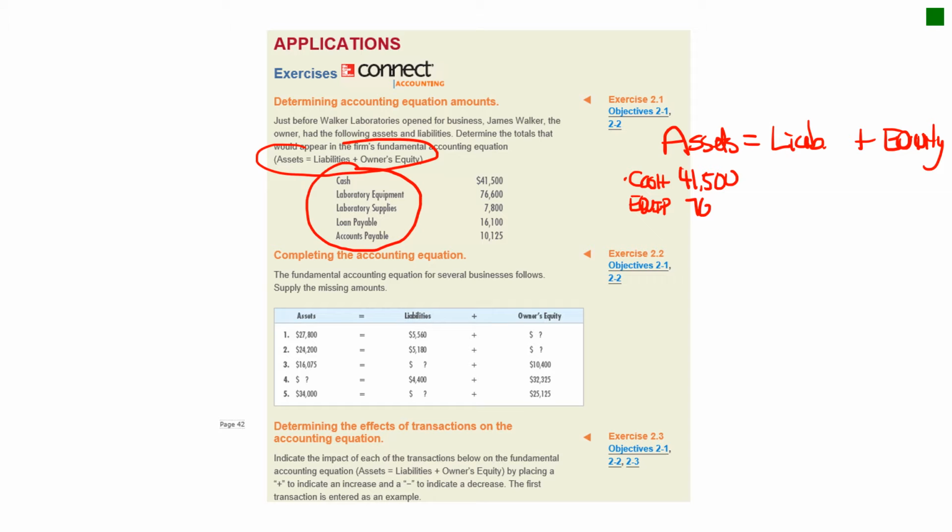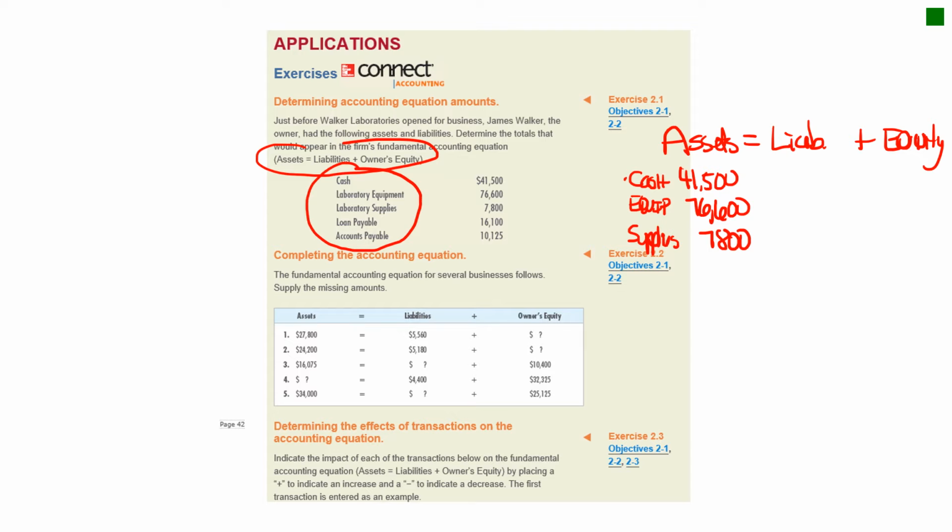So equipment, which is $76,600. The next one I come up with is lab supplies. Again, that's another benefit. It provides a benefit to the company. That's considered an asset. So on your supplies, I'm going to write this here. That's going to be $7,800. And then these first three are your three assets. The rest of them are not going to be assets.